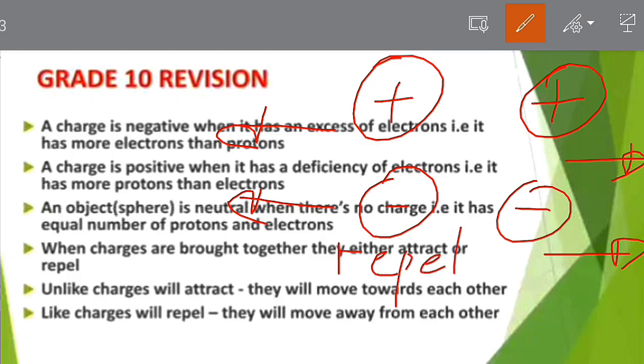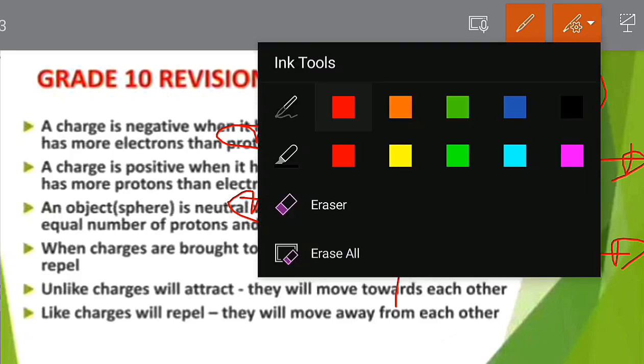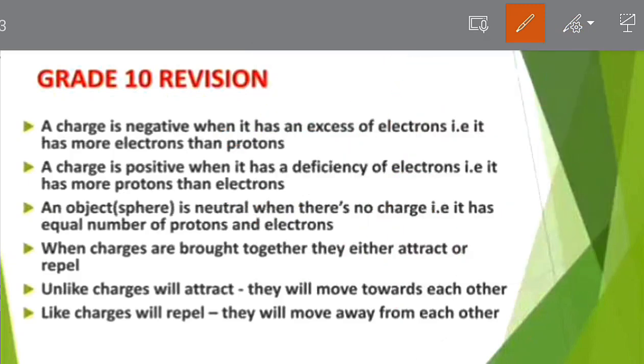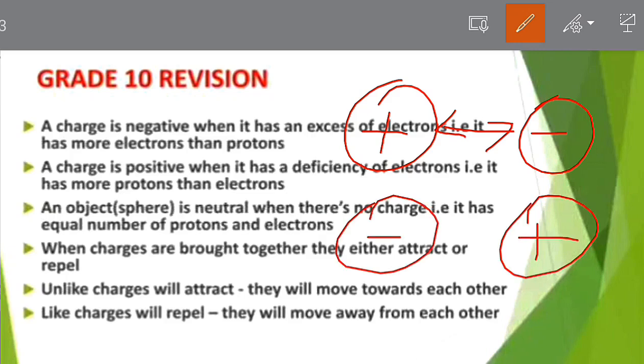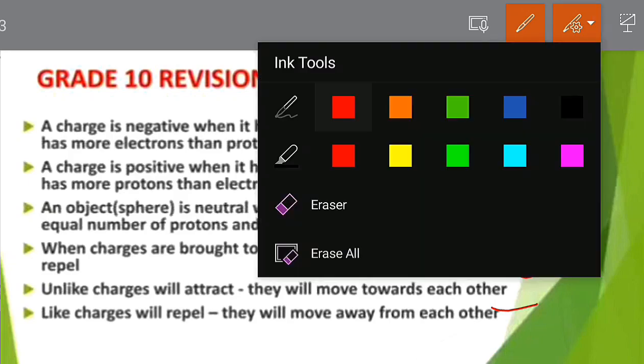So they will repel. Now what happens if the charges are not the same? Let's say we have a positive, we have a negative. Now we expect them to attract, right? So they will move towards each other. So when the signs are not the same, or when the charges are not the same, they move towards each other. So you can have it this way or that way. Unlike charges will attract, right?